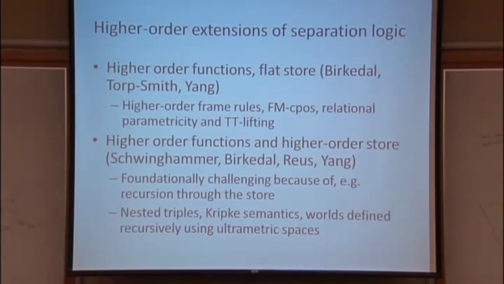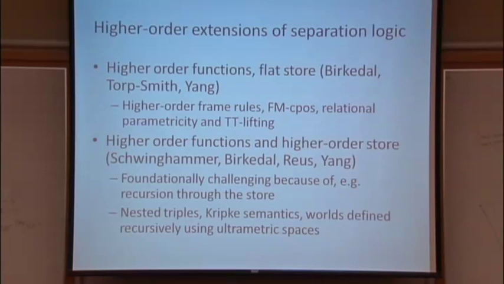And then more recently, they've been looking at having higher order functions and higher order store, so being able to store state manipulating functions in the heap itself. And this is extremely challenging to reason about and model from a foundational point of view, because you've got recursion through the store, and pretty much everything that you ever do turns out to be recursively defined. So this involves nested triples. So this means that you can have an assertion about the heap, which includes an assertion that a particular location contains a piece of code which itself has a given pre- and post-condition in the logic.